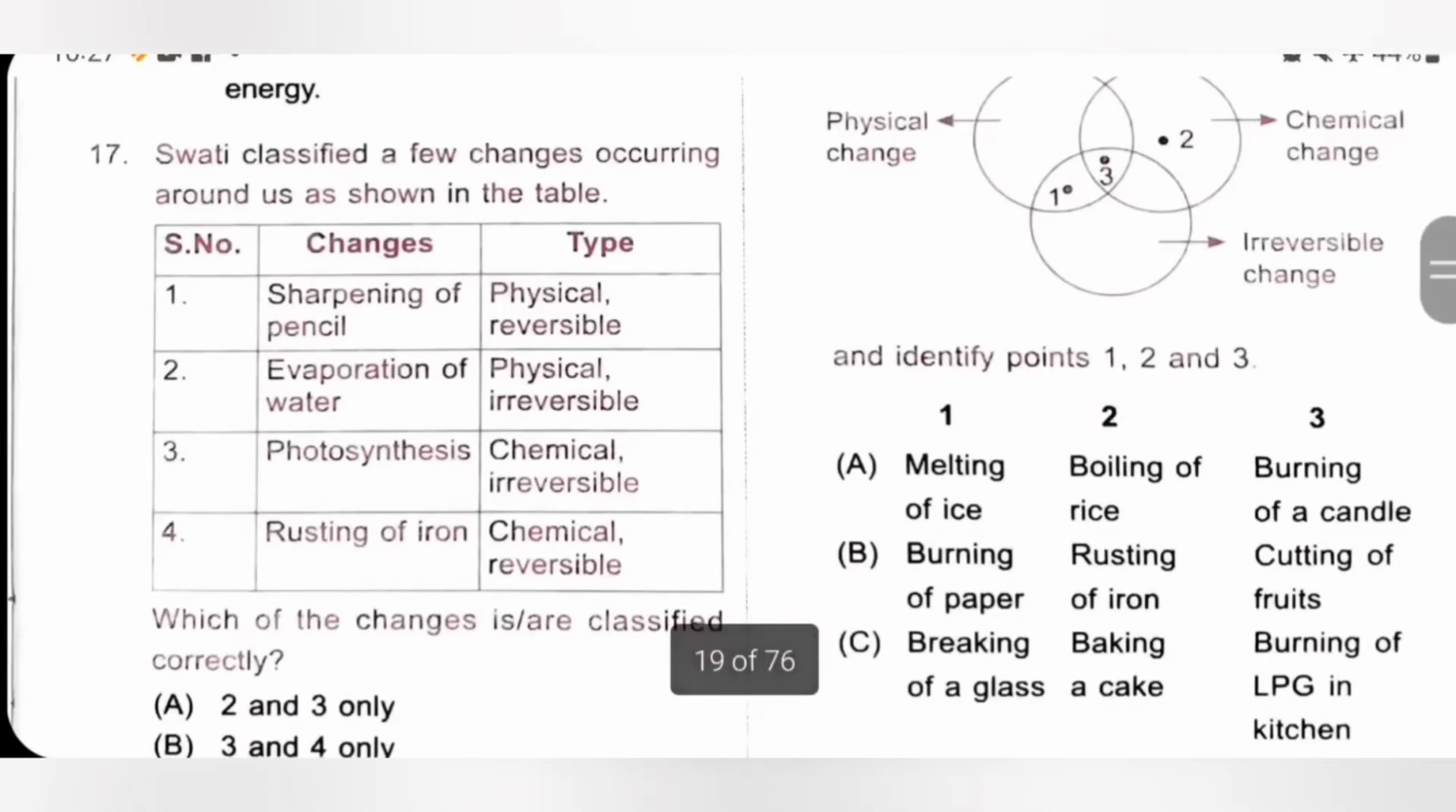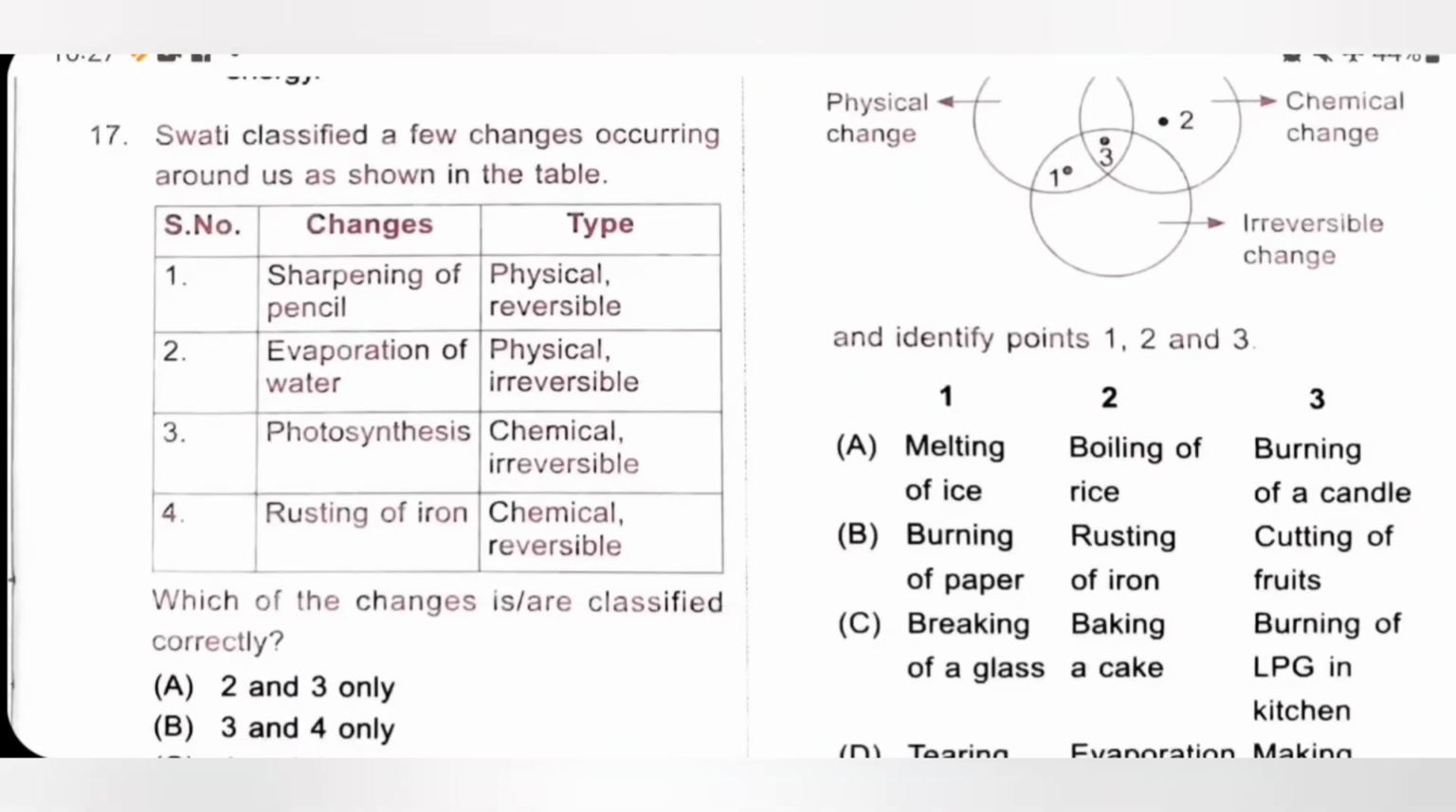Next, the second option is a chemical change. Baking a cake is a chemical change. Then 3, burning of LPG in kitchen. Burning of LPG in kitchen is a physical, irreversible and also chemical change. So option C is the correct answer. Option C. Next, last question.